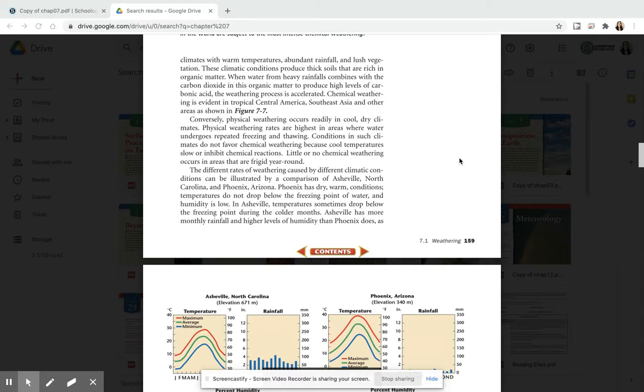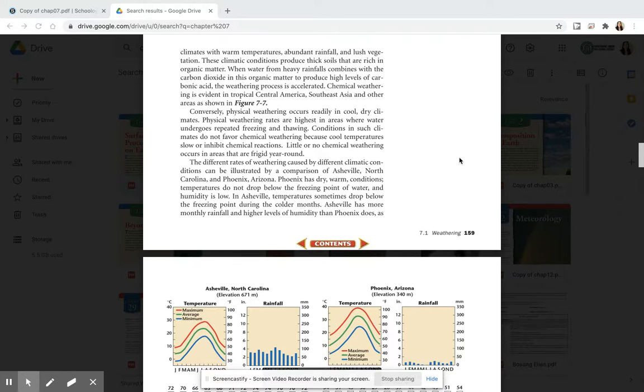These climate conditions produce thick soils that are rich in organic matter. When water from heavy rainfalls combines with the carbon dioxide and the organic matter to produce high levels of carbonic acid, the weathering process is accelerated. Chemical weathering is evident in tropical Central America, Southeast Asia, and other areas as shown in Figure 7.7.